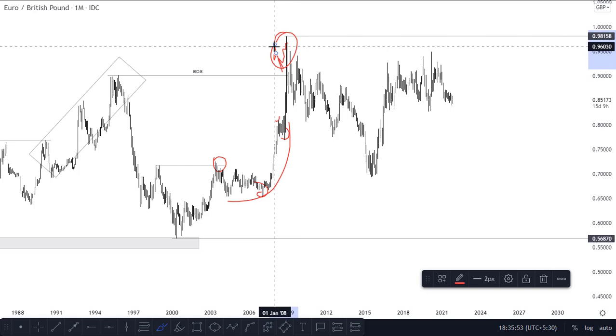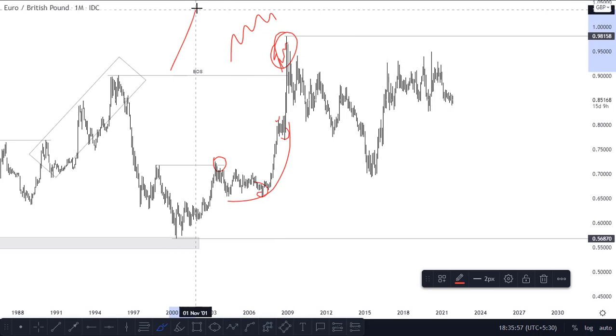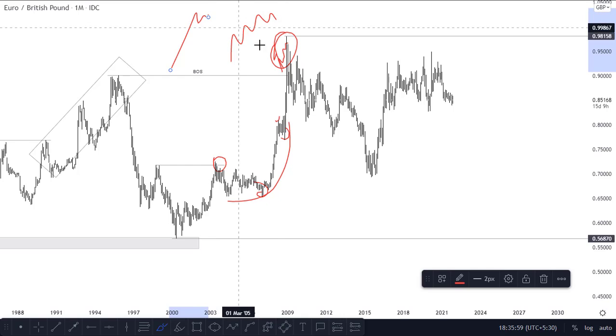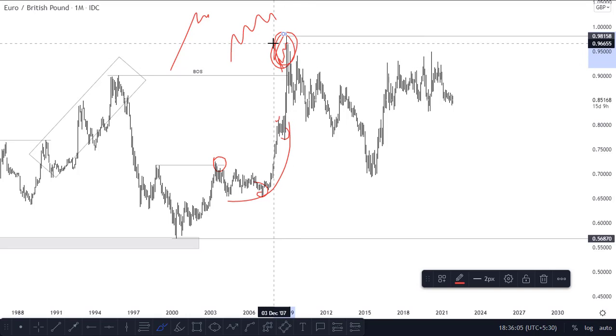Sometimes a range structure doesn't always form like this. Sometimes it may be a sharp move, especially when you have high momentum with a strong rejection. So you will see a clear range structure here if you zoom in to a lower time frame.